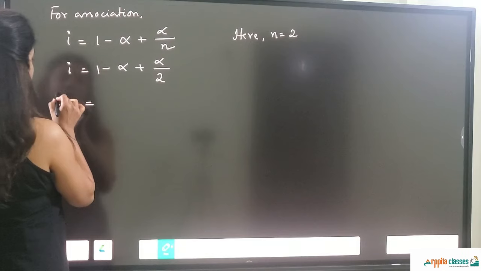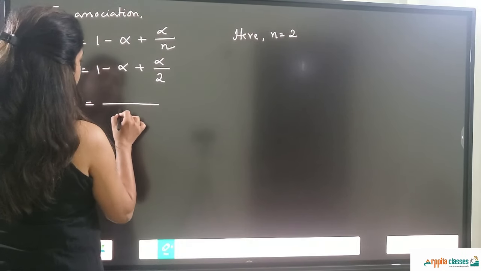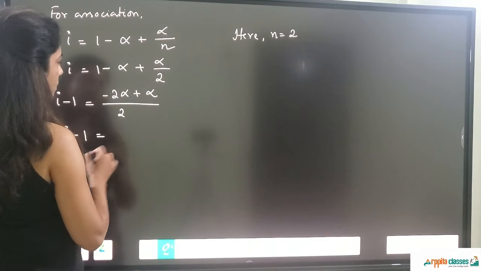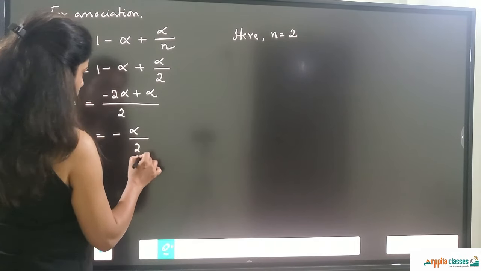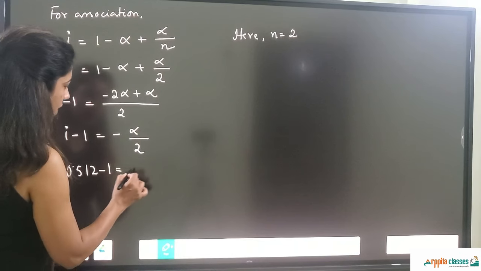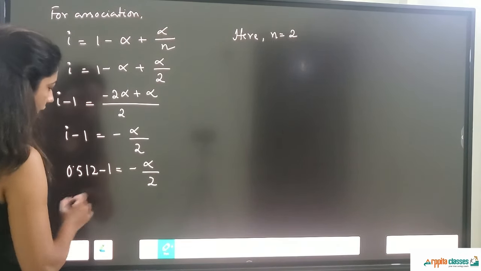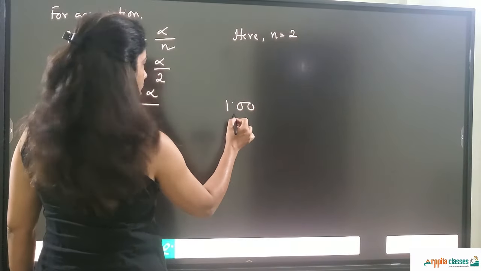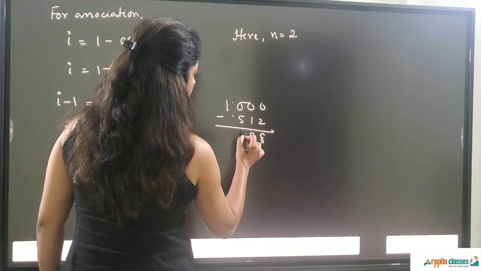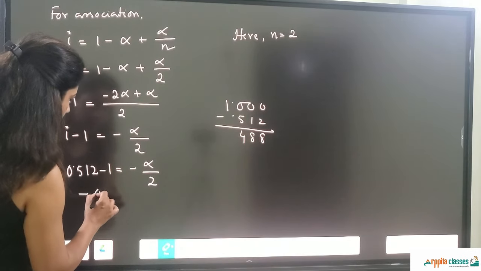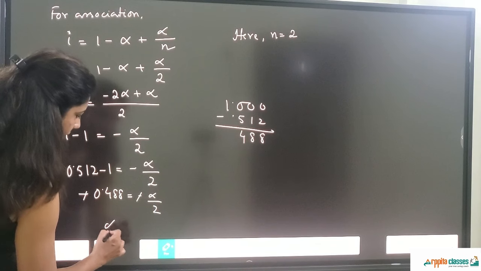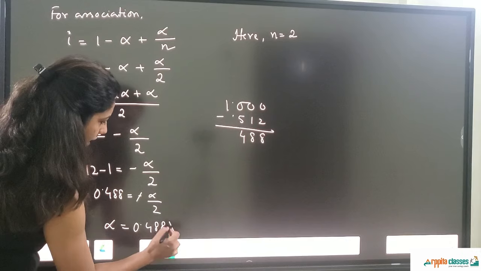So if I calculate this, I minus 1 is equal to, the LCM is 2, minus 2 alpha plus alpha. So I minus 1 is equal to minus alpha by 2, where the value of I is 0.512. So 0.512 minus 1 is equal to minus alpha by 2. By subtracting it, it is coming minus 0.488. So minus 0.488 is equal to minus alpha by 2. Minus and minus get cancelled. Alpha is equal to 0.488 into 2.